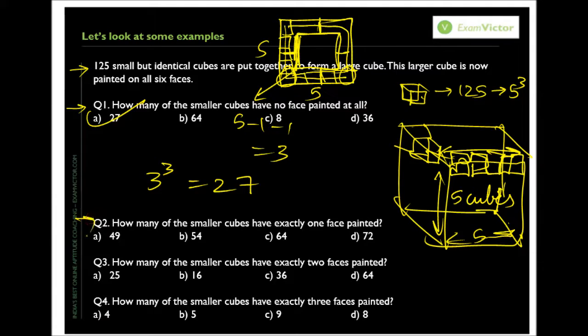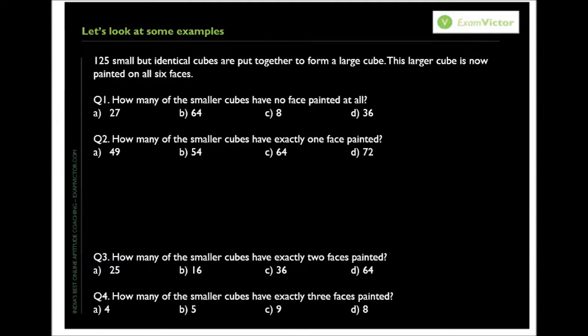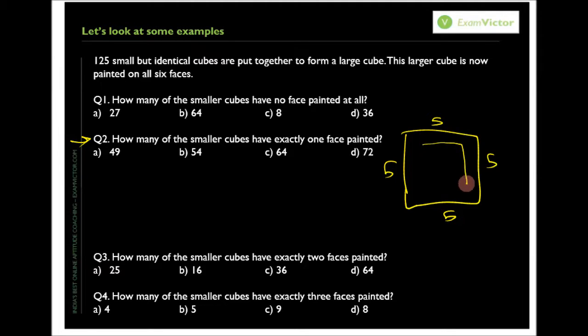Now question 2. Let's look at question 2 on the next page. Now let's look at the second question. Second question says, how many of the smaller cubes have exactly one face painted? Again, let's first look at a side. So this is a side, this is the face of side 5. If you're looking at exactly one face painted, you're asking about those cubes that are in this region, inside this region. These will have exactly one face painted.